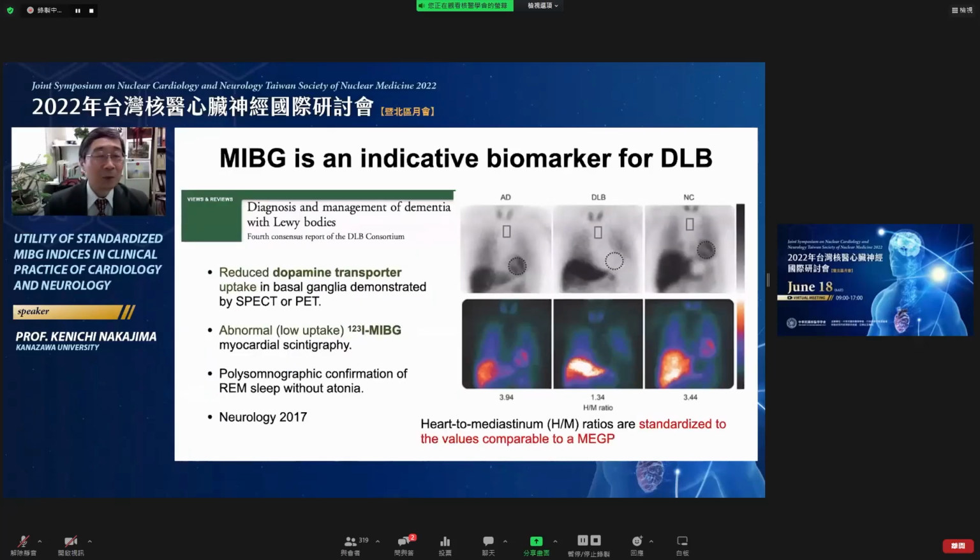Now, we are going to see a neurology study. In the DLB consortium guidelines, it says MIBG is an indicative biomarker for DLB. Usually reduced dopamine transporter uptake has been included, and at this time, MIBG was newly included. The image included in the guideline is shown here. It's from Kanazawa University. Heart-to-mediastinum ratios are standardized to values comparable to the MEGP condition.